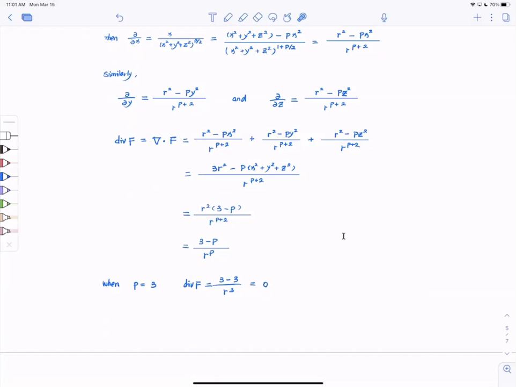So this is the divergence of f, and when p equals 3, the numerator is going to be 0, so the whole thing is going to be 0. That's this question. Any question?